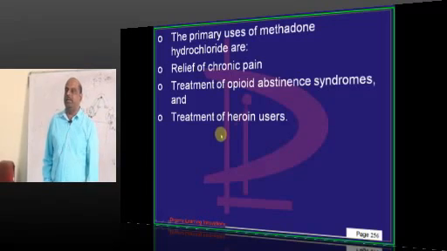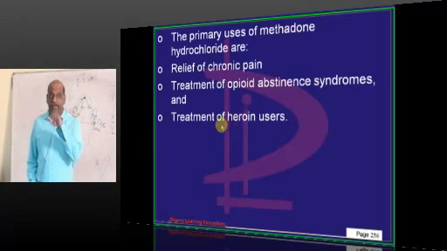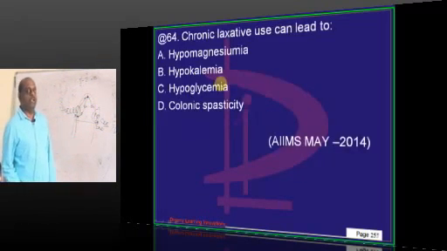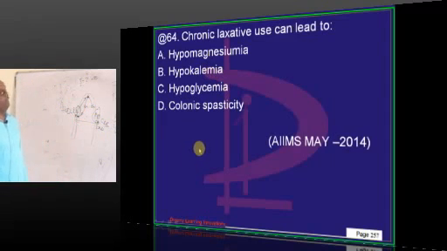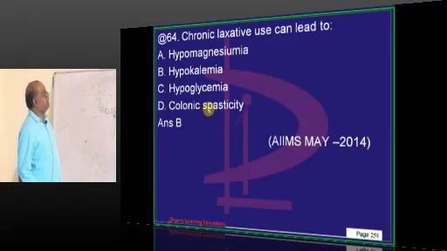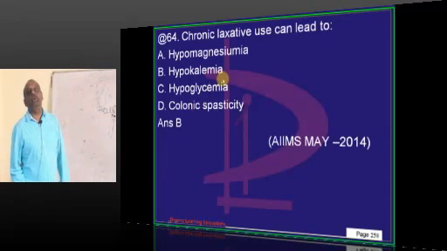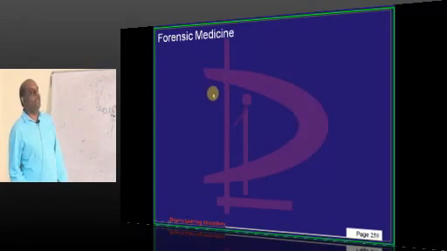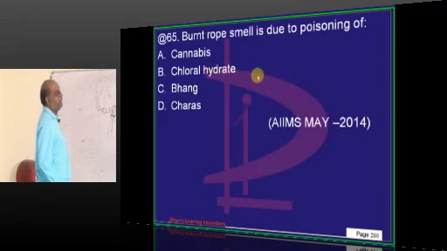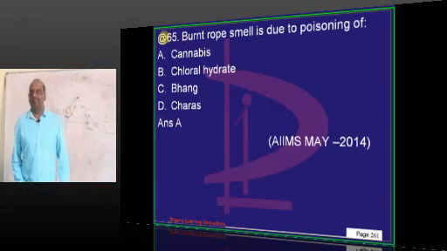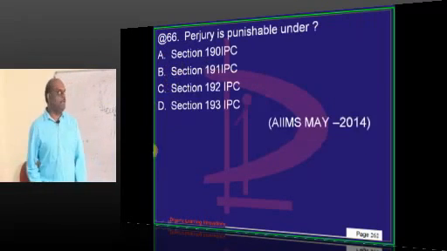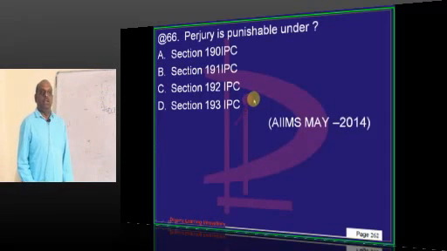Withdrawal: suddenly you ask a heroin user to stop, withdrawal can occur. So methadone can be used for overcoming that. Chronic laxative use can lead to development of hypokalemia, which is not uncommon in geriatric clinical practice. Burnt rope smell, standard MCQ. Cannabis is what you need to remember.